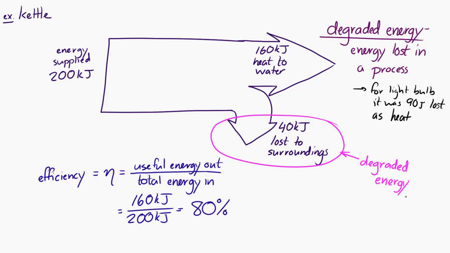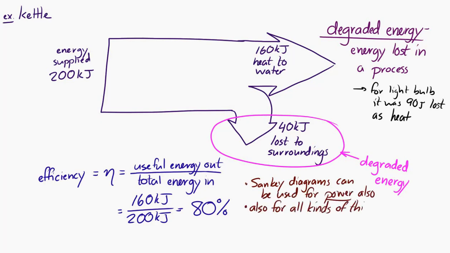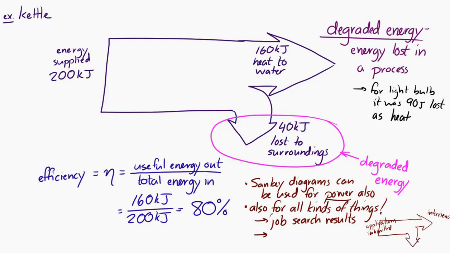Sankey diagrams are not just used for energy, they can also be used for power. And they can also be used in very different ways. I've seen people use Sankey diagrams to reflect job searches. The arrow on the left could reflect all of the job inquiries you put out. And then the different arrows that come out of that could represent, say, the number of interviews you got versus the number of rejections, and so on and so on.